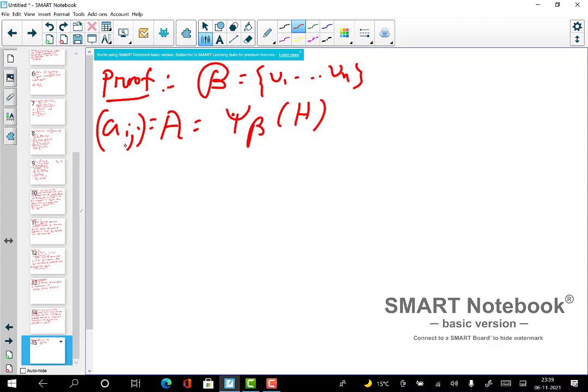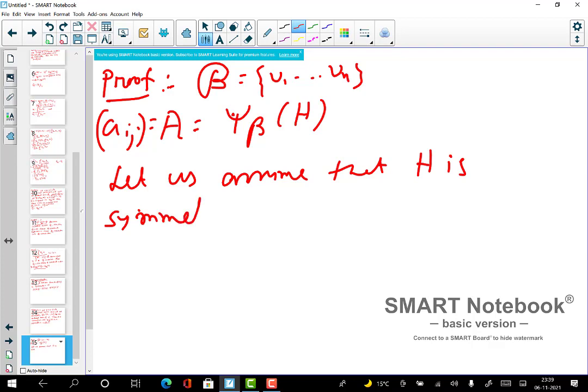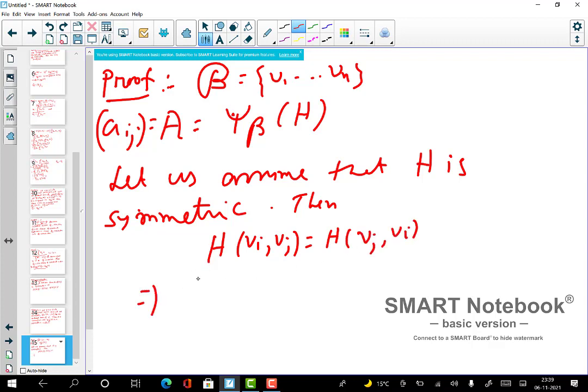So there are two parts you need to prove. First let us assume that H is symmetric. That means H is a symmetric bilinear form. So H is symmetric means H of xy equals H of yx for any x, y, right? So in particular, when you evaluate on basis vectors, H of vi, vj is nothing but H of vj, vi, right? But the left hand side is nothing but Aij, and the right is nothing but Aji.